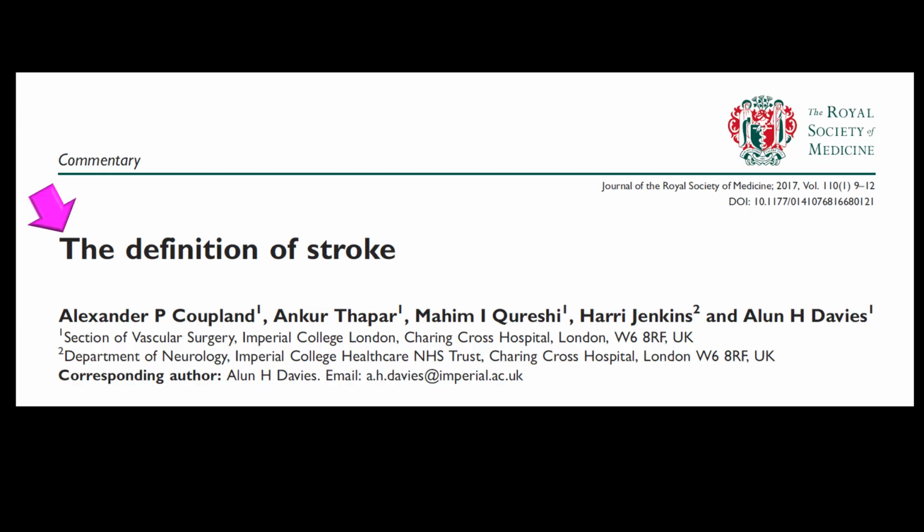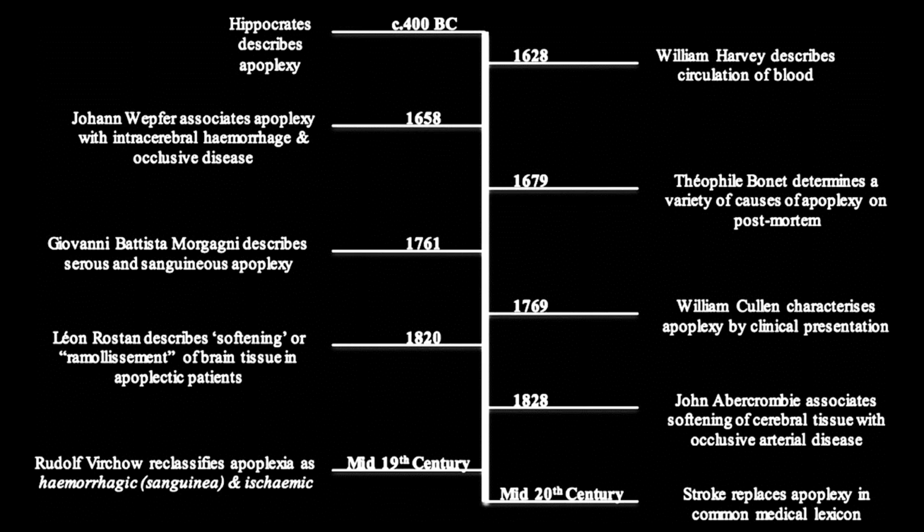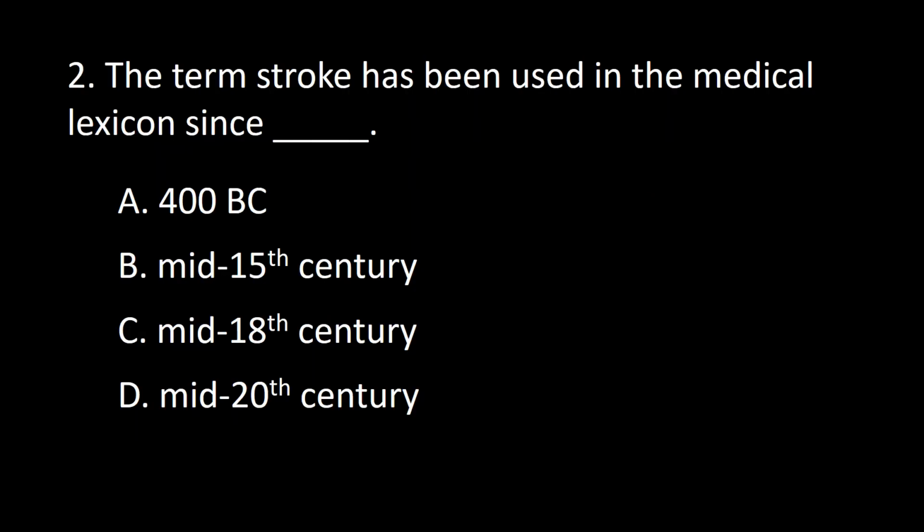In this paper, titled The Definition of a Stroke, published in the Royal Society of Medicine Journal in 2017, this timeline was presented. 400 years before Christ, Hippocrates used the word apoplexy to describe a group of clinical manifestations resembling what we refer today as a stroke. The term apoplexy was still being used in mid-19th century, and it was not until mid-20th century that the term stroke replaced apoplexy in the common medical lexicon. So the answer to this question is D.